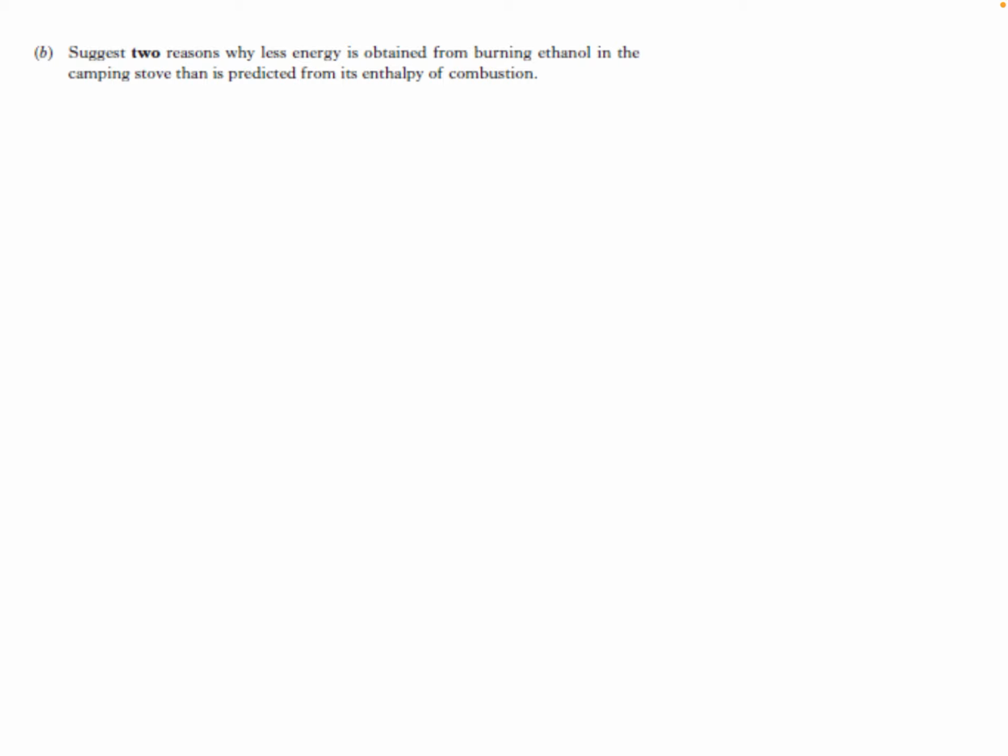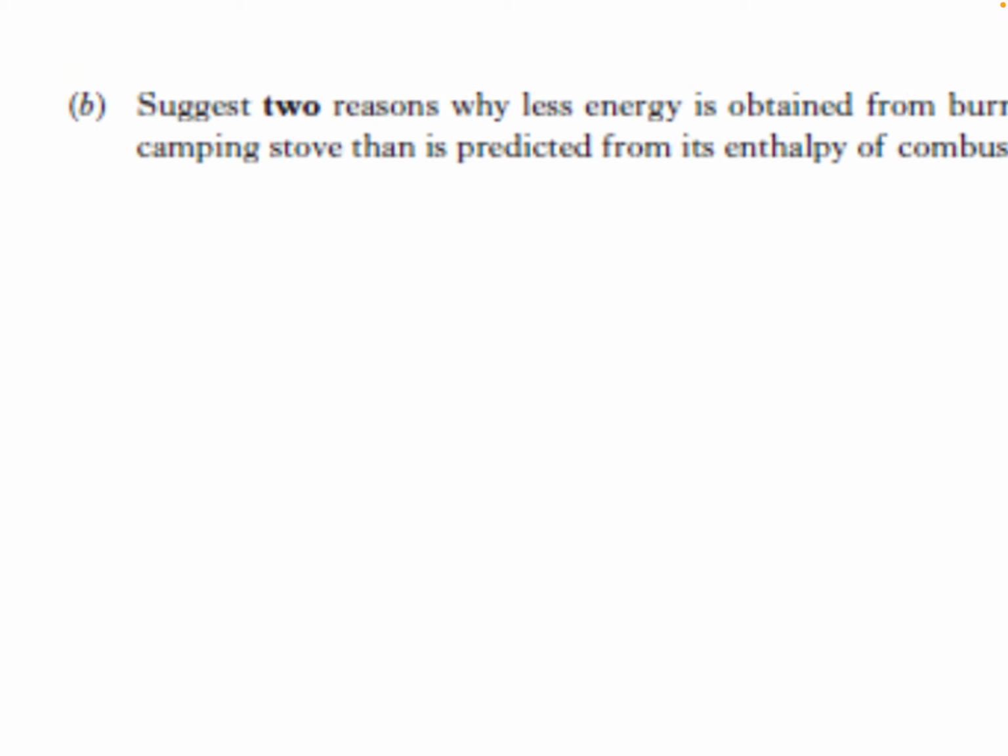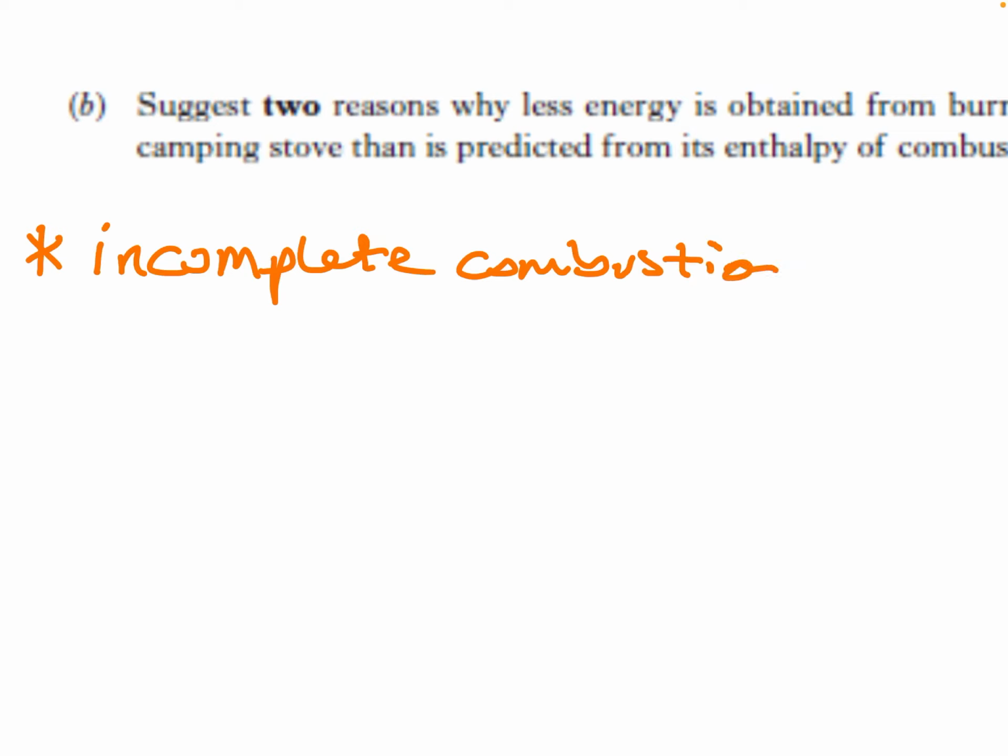We've got the second part to this question, and usually when these are asked in exams, the two go hand in hand. It's asking to suggest 2 reasons why less energy is obtained from burning ethanol in the camping stove than is predicted from its enthalpy of combustion. Well, there's our 2 wee things that we spoke about a few times now. Obviously, there could be incomplete combustion. Or the other thing, which is heat lost to the surroundings.